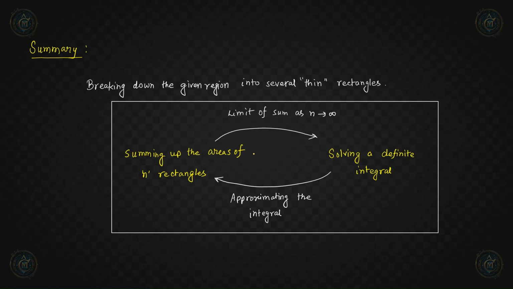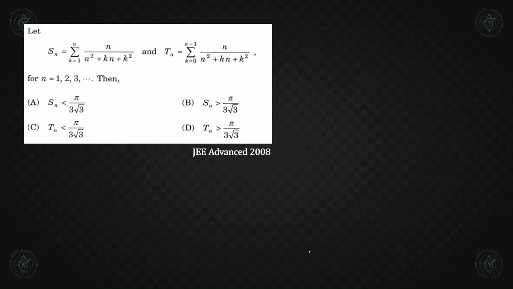Okay, that's it. So we have a question from JEE Advanced 2008 based on this concept of Riemann sum and comparison of the right Riemann sum, the left Riemann sum, and then the actual integral. Okay, so what does this say? Let Sn equal the summation of this thing from k equal to 1 to n, and Tn is the summation of the same thing from k equal to 0 to n minus 1.